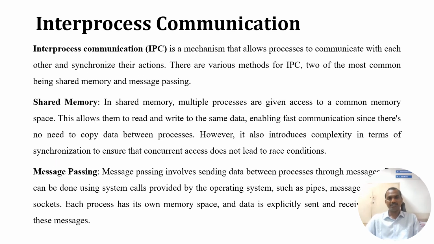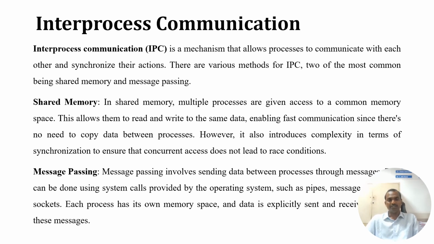Interprocess communication is a mechanism that allows processes to communicate with each other and synchronize their actions. There are various methods of interprocess communication. Two of them are most common, being shared memory and message passing.